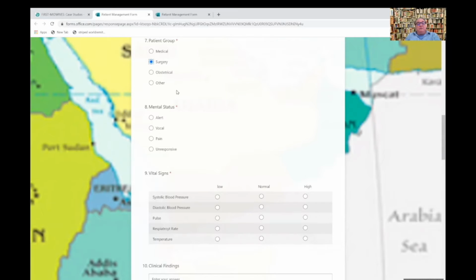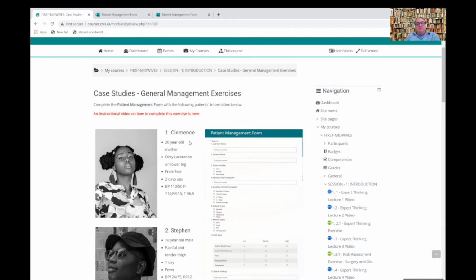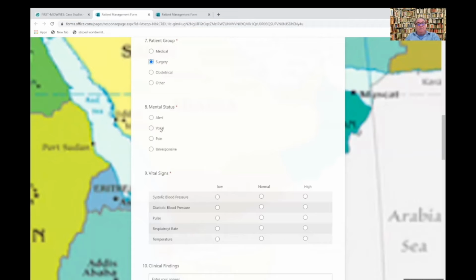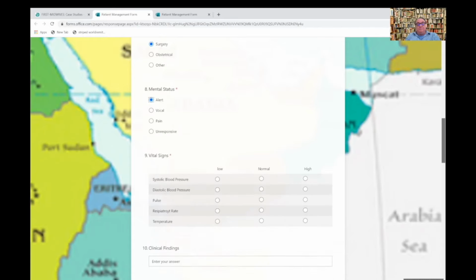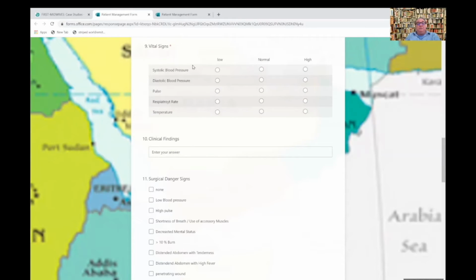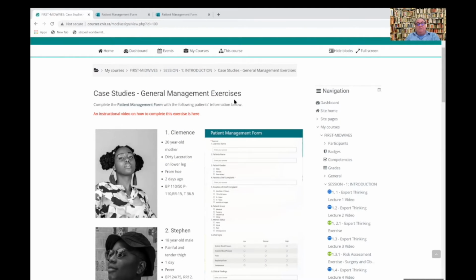We go to the case study to look at her mental status. There's no notes on her mental status, but if you look at her face, it looks like she's alert and participating in the discussion. So let's give her alert. Now we come to vital signs: blood pressure, systolic and diastolic, pulse, respiratory rate, and temperature. Let's have a look. Her blood pressure was 110/50. Pretty normal for a 20-year-old. Her pulse is 110, respiratory rate 15, and temperature 36.